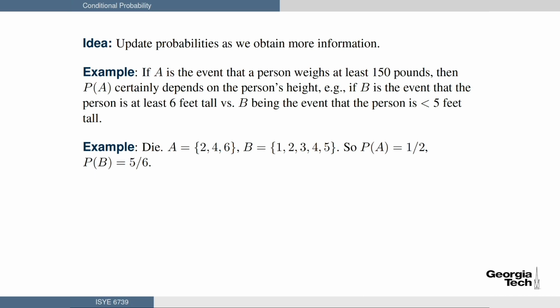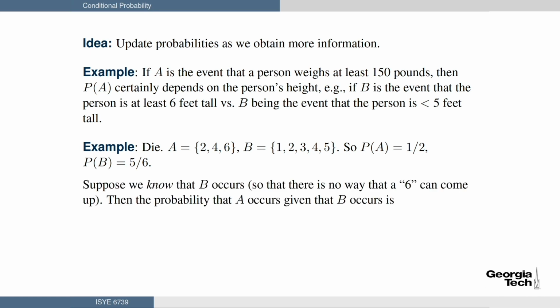As a concrete example, let's toss a die. We'll let A be the event that we see a 2, 4, or 6, and B is the event that we get 1, 2, 3, 4, or 5. So unconditionally, all by themselves, the probability of A is a half and P of B is 5/6. Now, suppose we know that B has occurred. Maybe our friend has told us. So there's no way that a 6 can come up.